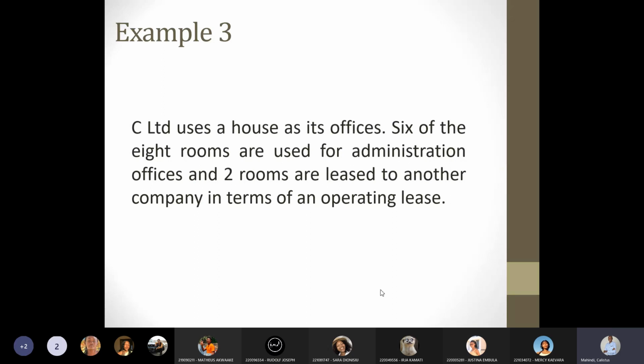So one thing I want you to note is that it's okay to say owner occupied property, but because it's owner occupied property, you must specify that it will be treated in terms of IAS 16. However, if it is property that is rented out, and that was a significant portion, that meets the definition of investment property, and it will be treated in terms of IAS 40.